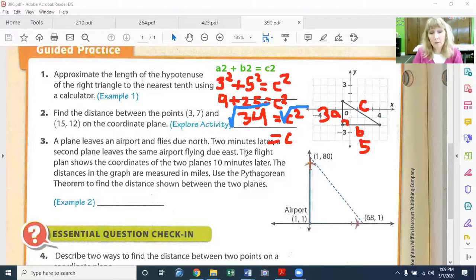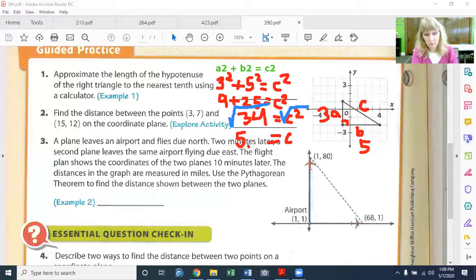If you don't have a calculator, you can know that, well, 6 times 6 is 36. That's pretty close, isn't it? And 5 times 5 is 25. So it's going to be between 5 and 6. It's going to be closer to 6 because 34 is closer to 36. So it's going to be 5 point something, right? It's going to be over half.